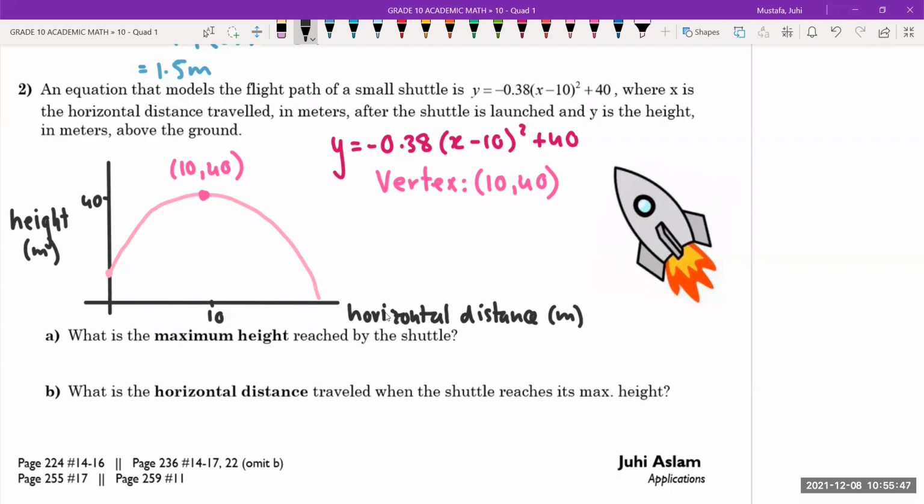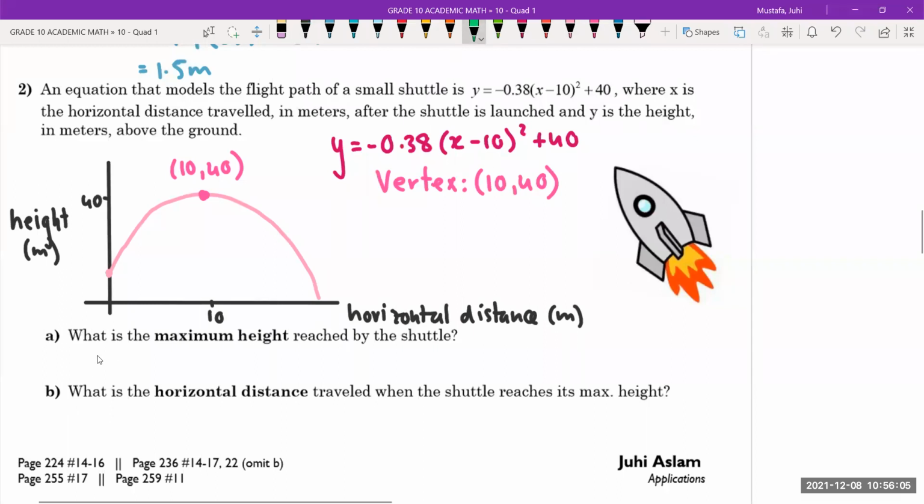Can you visualize that? Like, does that make sense in your minds? Kind of, yeah. So you're launching a rocket, it reaches the maximum height after it has gone 10 meters this way, and the highest point it's going to go is 40 meters up. Okay, so let's answer some questions based on this information.